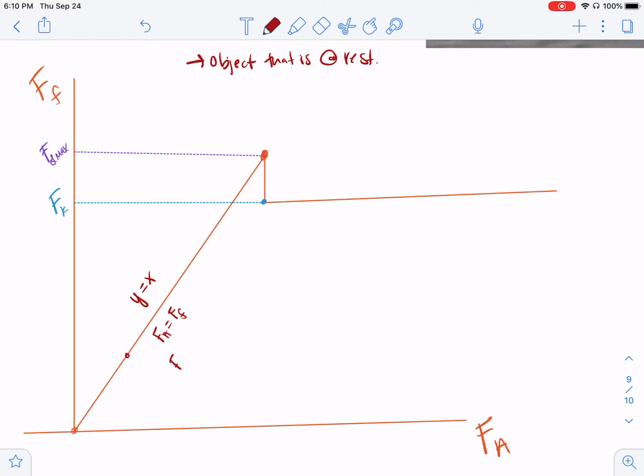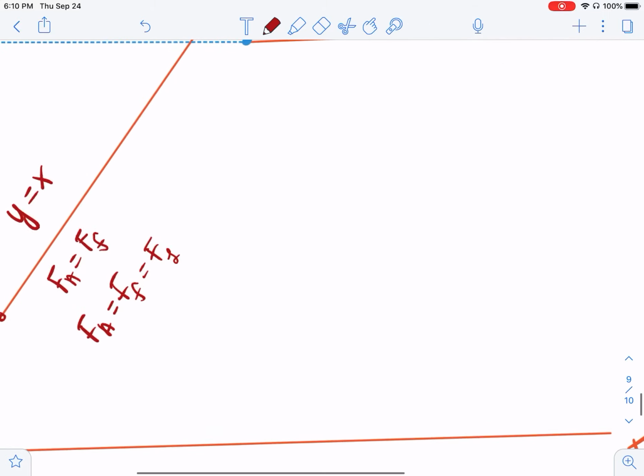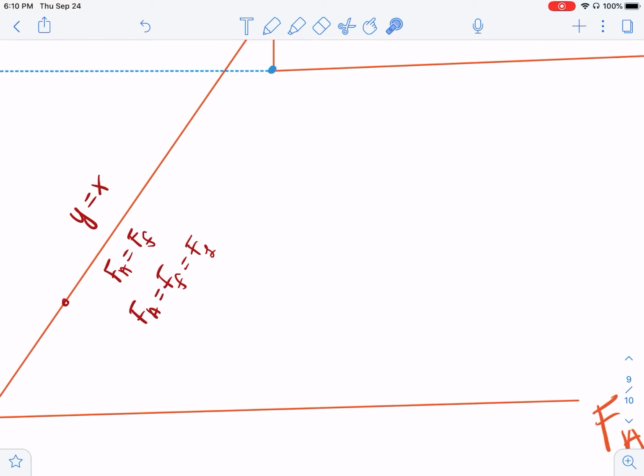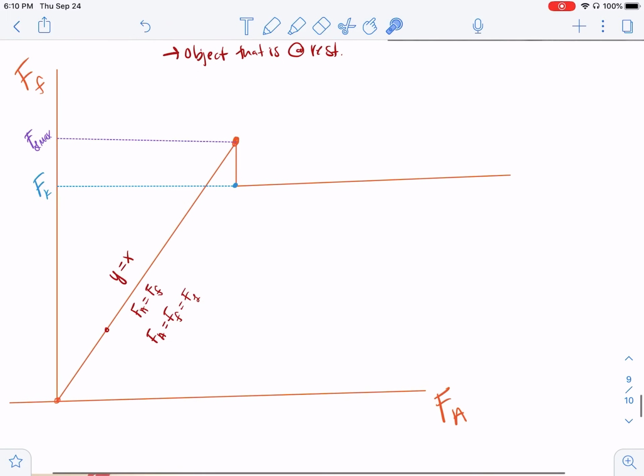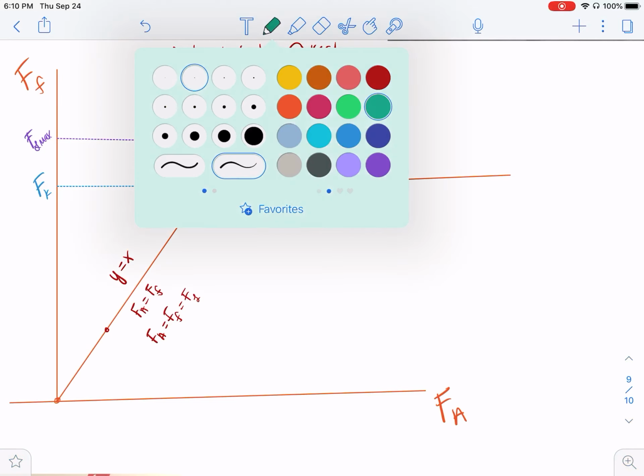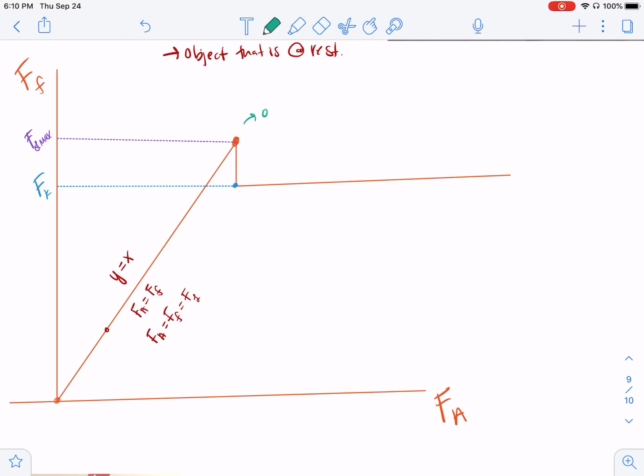You can also come here and say force applied equals the force of friction, which is the static one. So that's a little cursive s there for you. What this diagram then shows is that eventually we hit this maximum point. When we hit this maximum point, it's known as overcoming static friction.